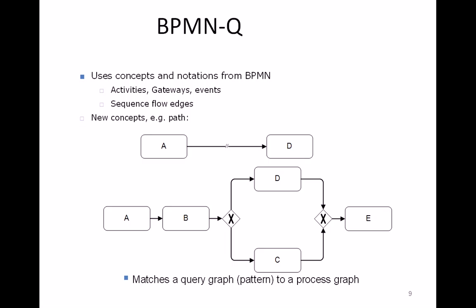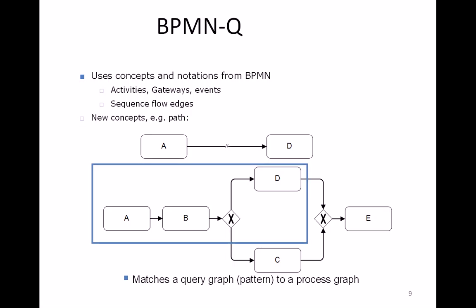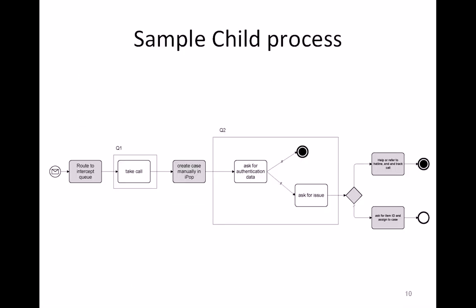querying, like the path construct, which tries to find a subfragment in the process model which links any two nodes. Here, for example, we have a query which has two tasks A and D, and we try to find in the original process model the subprocess or the fragment which matches this query. Here we highlight the part which has the two task nodes A and D and the path between them in the original. That is a subgraph which matches the query graph.